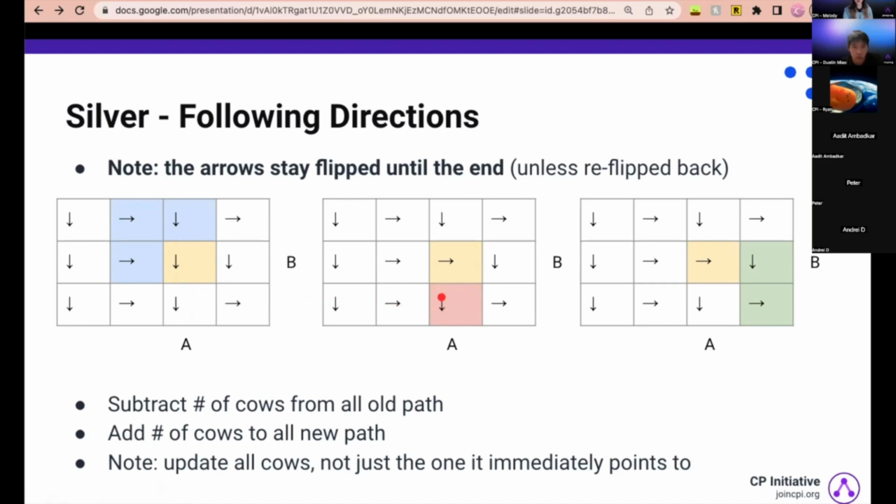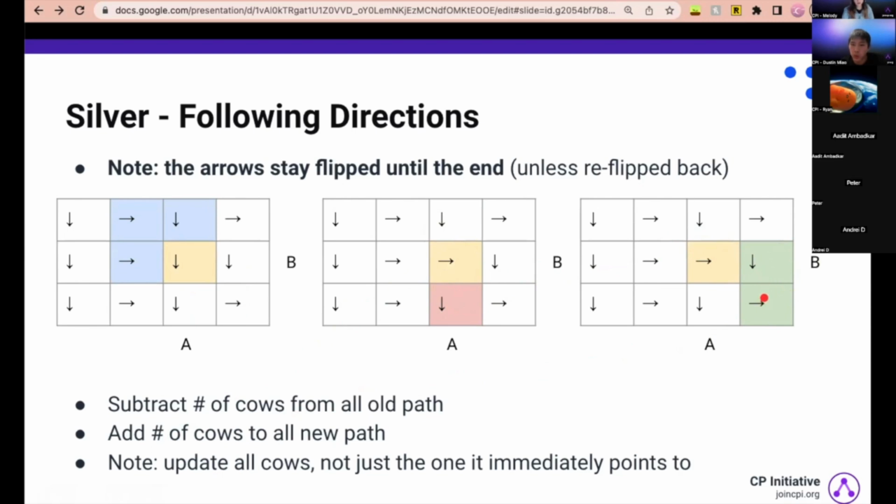Because whatever cow it was pointing to on its old path is going to need to be subtracted for the number of cows pointing to it. And then all of the cows on its new path are going to gain 4 cows from these cows here. So we're going to subtract this number of cows for all of the cows on its old path and add all the number of cows to all of the points on its new path.